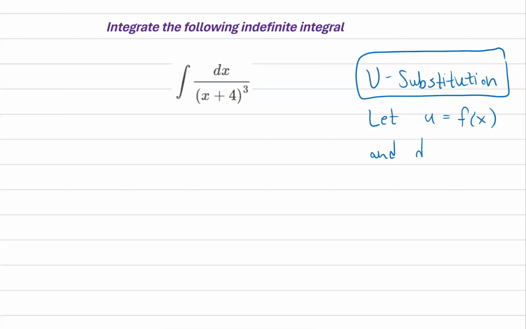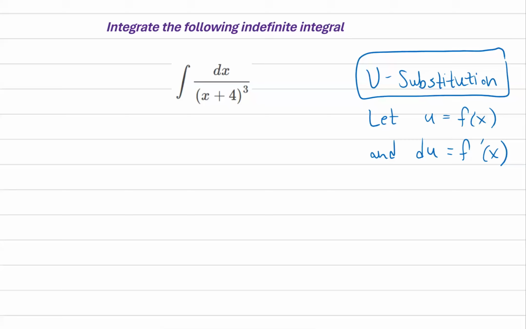And we're going to have du be the derivative of that function that we choose. Sometimes it's the entire function in the integral. Sometimes it's part of it. Usually we're gonna use a specific part. And from there, we're going to put everything in terms of u, integrate, which will be a much simpler function, and then put everything back in terms of x at the end.